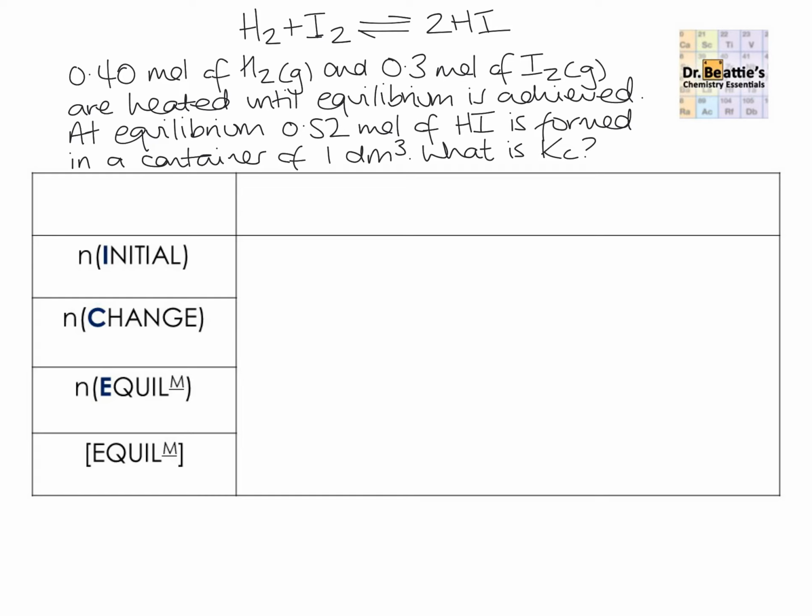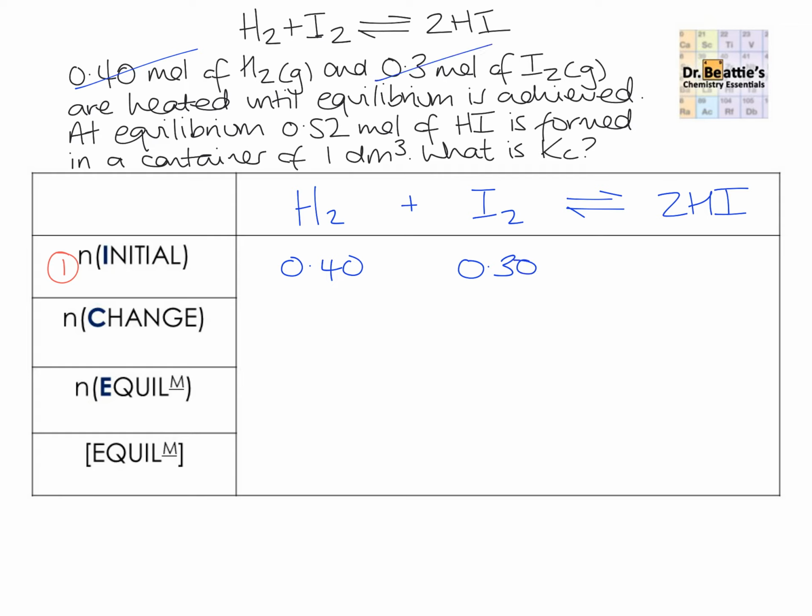So what I'm going to do is, I've been given the equation here, I'm just going to put this in this row here. Then we're just going to fill out the information. So 0.40 of hydrogen, let's cross that out, that's really good practice in the exam. We've got 0.3 moles of iodine, let's cross that out. And then what we haven't been given is any information initially of hydrogen iodide. But obviously, at the beginning of a reaction, you never have any product, so that's going to be 0. You only have an amount of reactant.